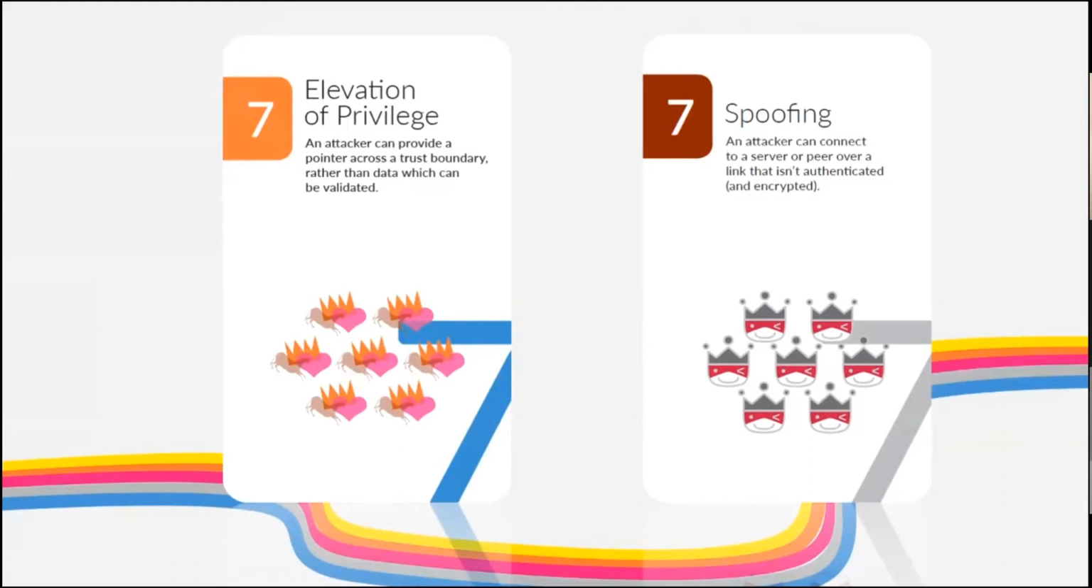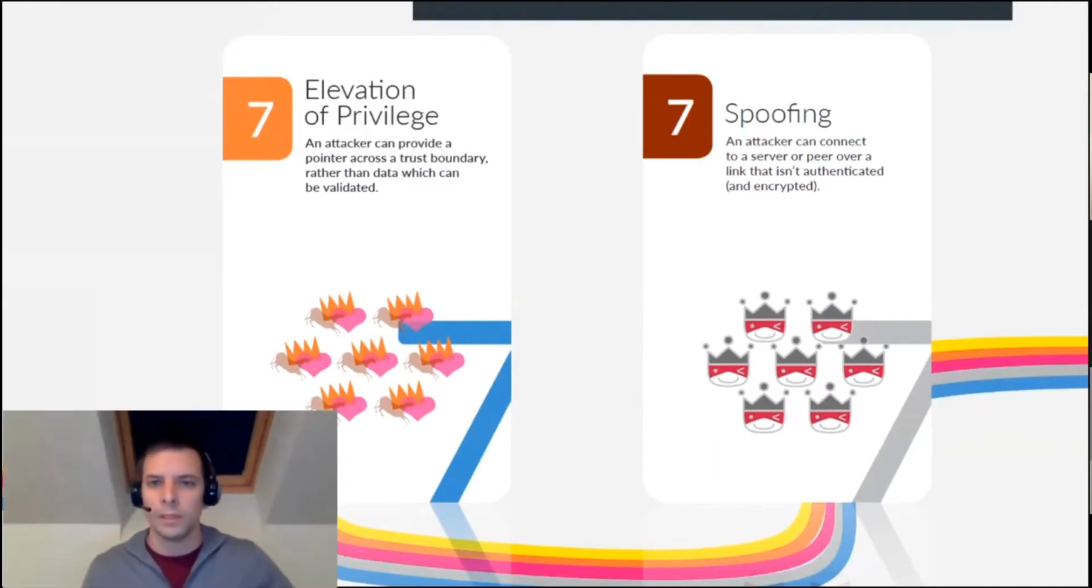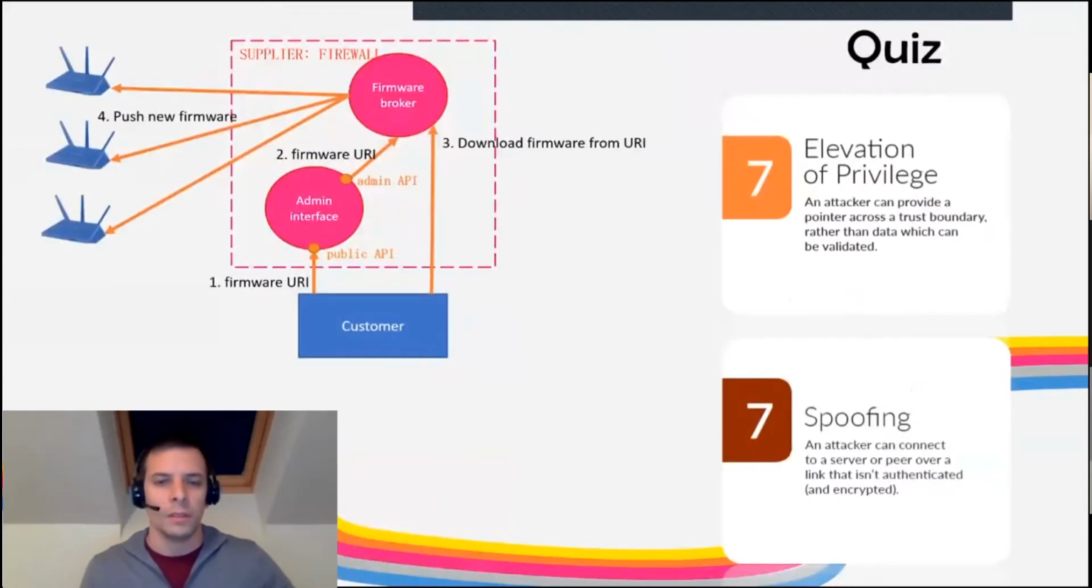Whereas the 7 of spoofing talks about an attacker being able to connect to a server or peer over a link that isn't authenticated, meaning an attacker is able to step into the role of a legitimate user of the system and use or interact with the system in an unintended way. Now, I picked these 2 cards for a specific reason, because these might hint at the solution to the quiz that we have. And this concludes the first block for a session.